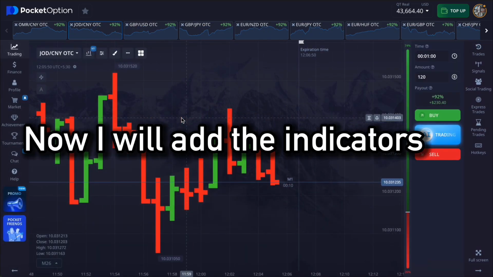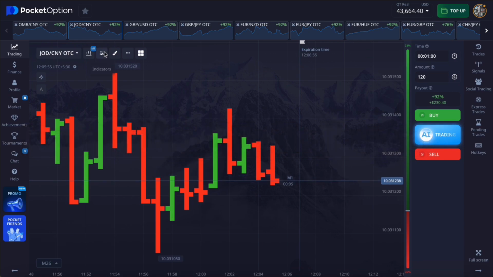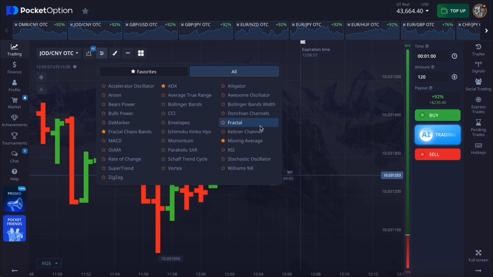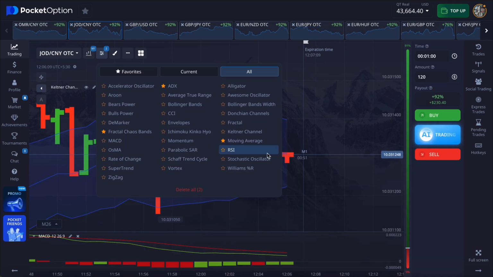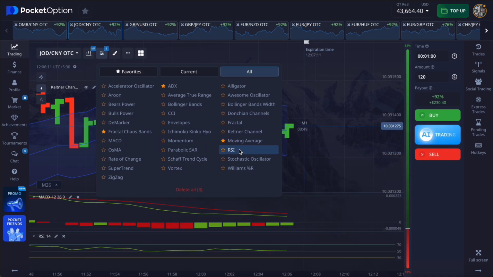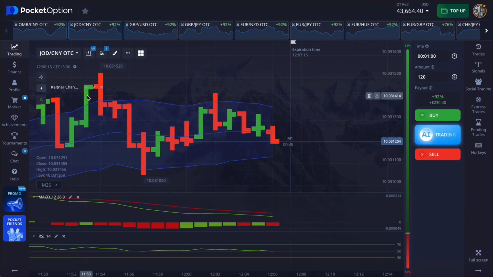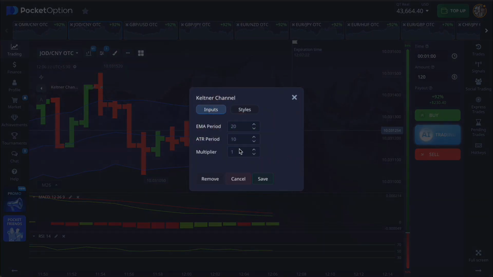So first I'll add the indicators, and then I'll place some entries based on this strategy. So first I will add the Keltner channel. And then I will add the MACD indicator, and RSI indicators. Now I will change the Keltner channel settings.